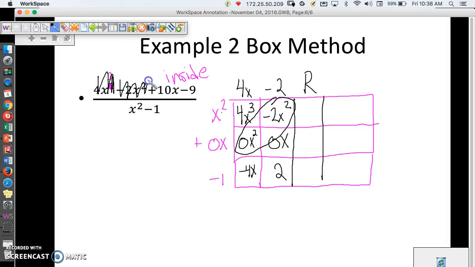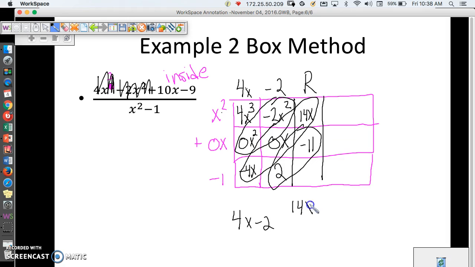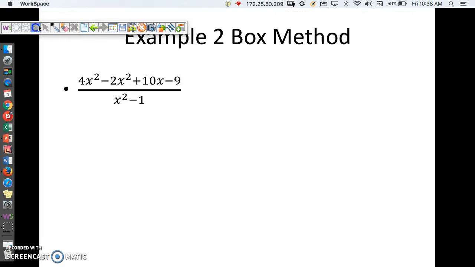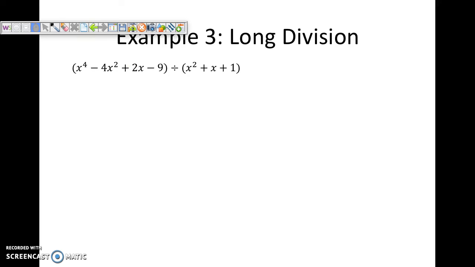Well, we have negative 2x in there, so now we need 10x. And well, we have negative 4, so this has to be 14x. And let's see, number-wise, we need to have negative 9 and we have 2, so this has to be negative 11. So once again, we end up with 4x minus 2 and a remainder of 14x minus 11 over x squared minus 1. So we get that exact same thing. Let's see, I think we'll take a look at one more here.